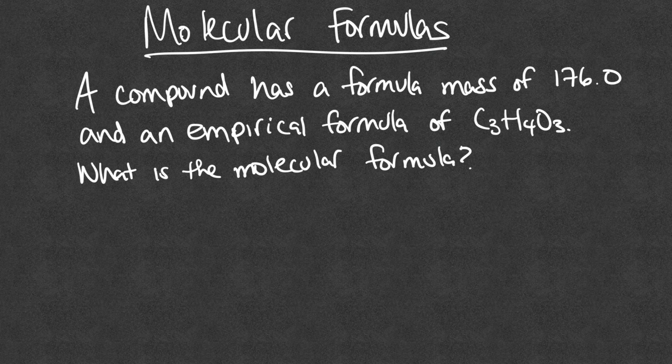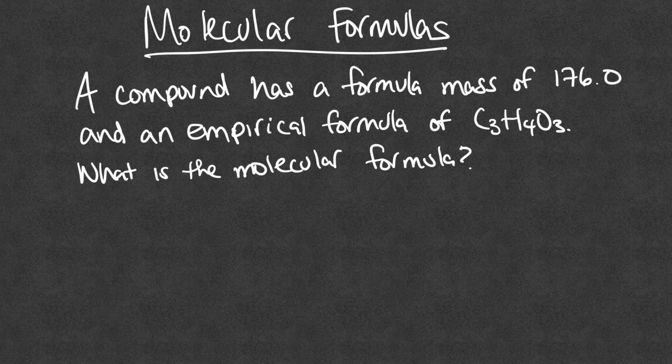Hey guys, so in the last video we talked about how to calculate the empirical formulas. This time I'm going to talk about how to calculate the molecular formulas. Here is an example problem. A compound has a formula mass of 176.0 and an empirical formula of C3H4O3. What is the molecular formula?